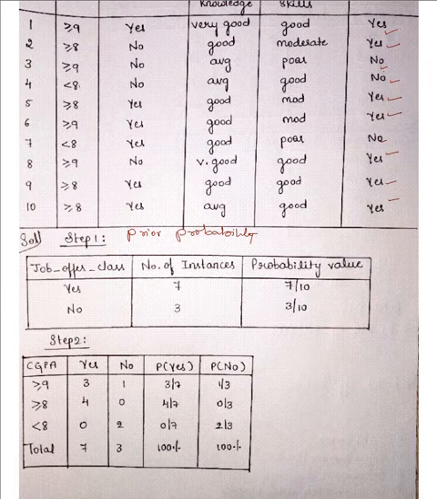So write here the job offer class. Yes is how many? 7. So we write the probability value as 7 by 10. And how many no do we have? 3. So we write the probability value as 3 by 10.